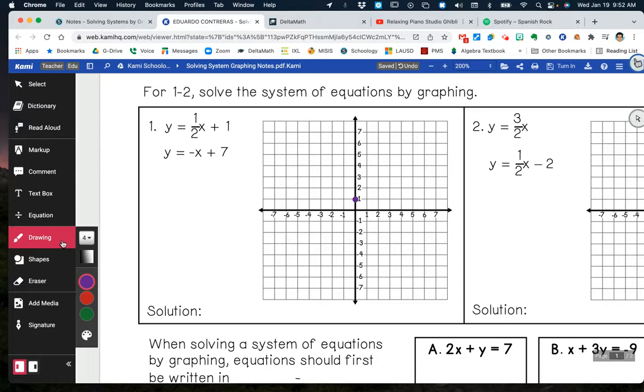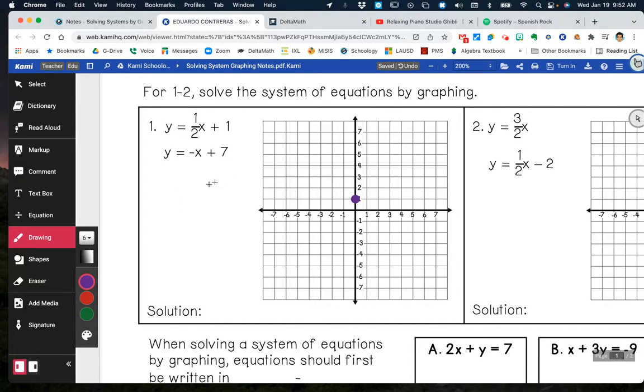Yeah, I changed my mind, sorry. 6 was better. I want big chunky points. So let's try it again. I pick 6. There, that's better. Okay, there's my first point.